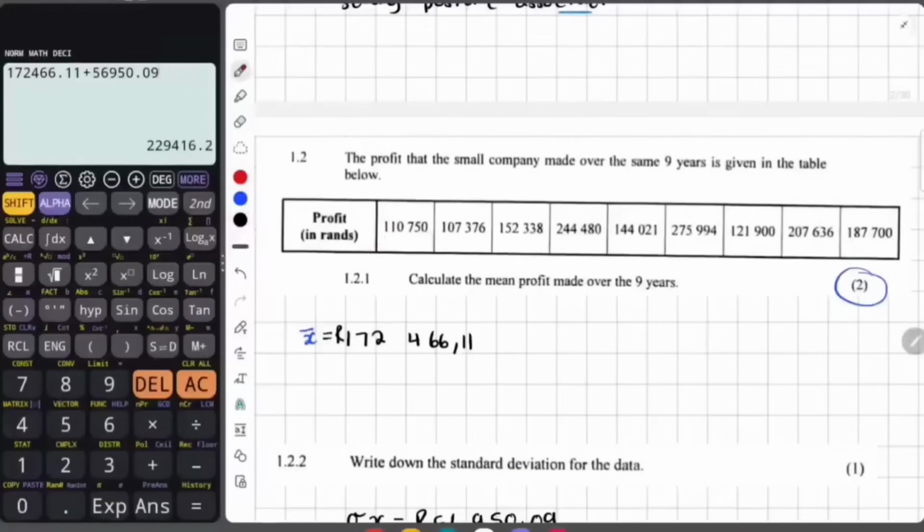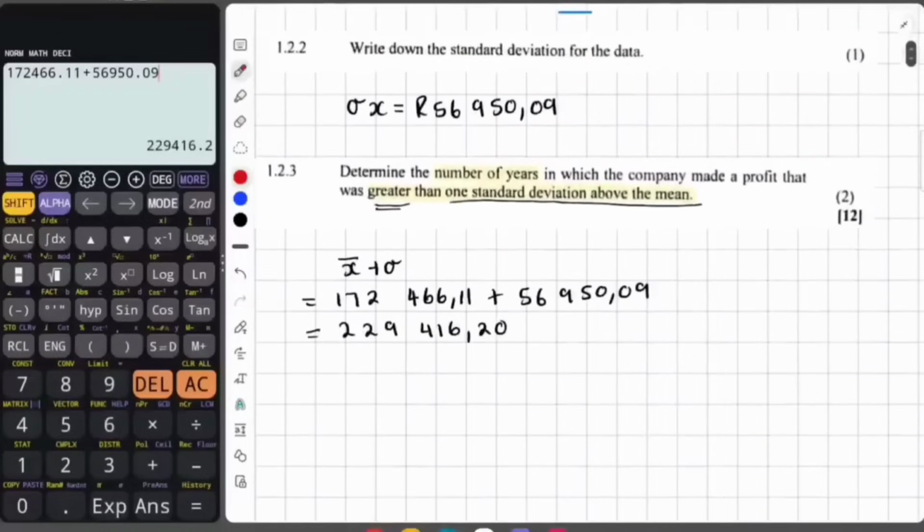You see, this one is not greater than it. This one, it's in the 100,000s, not greater, not greater. Okay, let's compare this one. As you can see, this is greater than that, so we're going to take 1. This one is less than that. This one is definitely greater as well. This one less than. This one, it's less than. So we cannot take that, and that's less than. So as you can see, we only have 2 profits that are greater than 1 standard deviation above the mean.